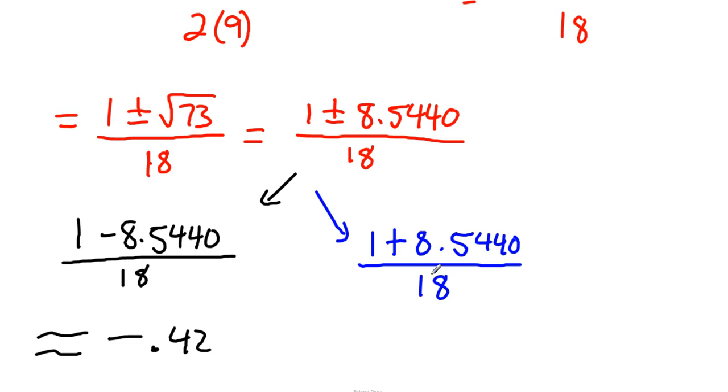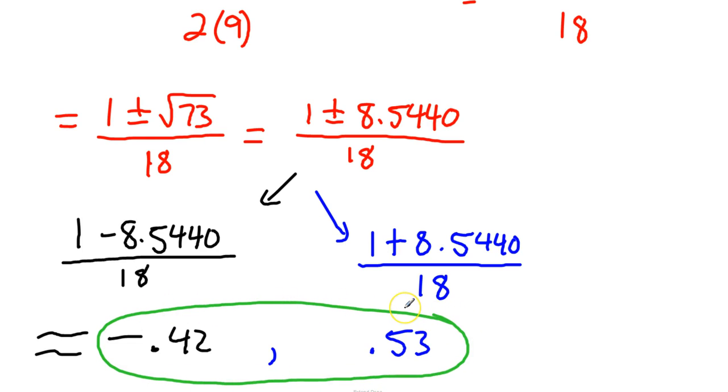Okay, and then the same thing, but this time we'll add to it. So square root of 73 plus 1 divided by 18 should be 0.53022, so that's about 0.53. Okay, so there would be your 2 answers in decimal form.